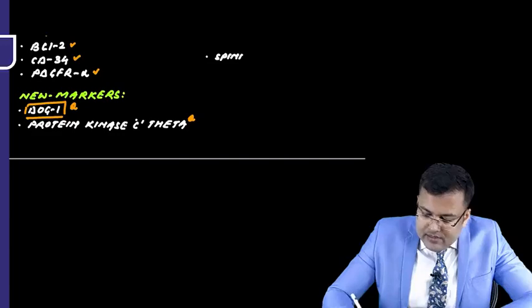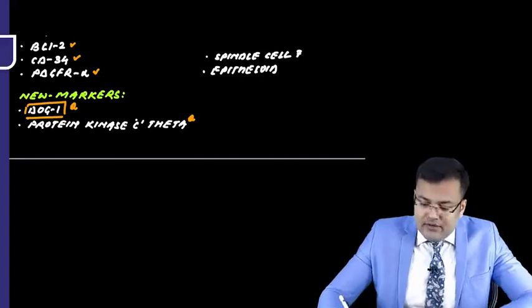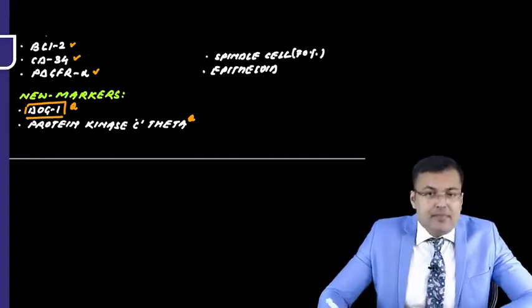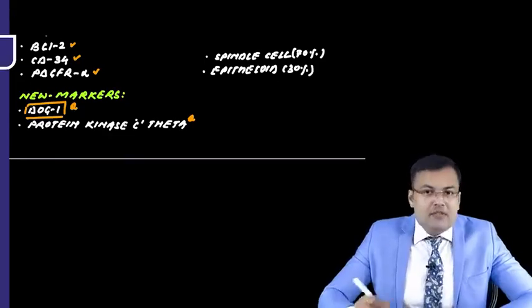So spindle cell and epithelioid, which one is more common? It is spindle cell. So spindle cell variety is more common. This is responsible for 70% cases, and epithelioid is responsible for 30% cases of GIST.